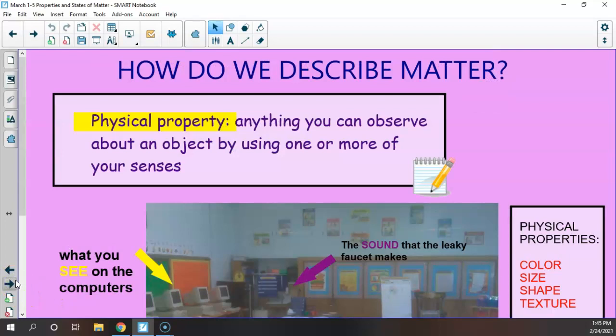So how do we describe matter? Well, one way we describe matter is with its physical properties. A physical property, and here's that notebook again, is anything you can observe about an object by using one or more of your senses. So go ahead and pause here to copy that down.